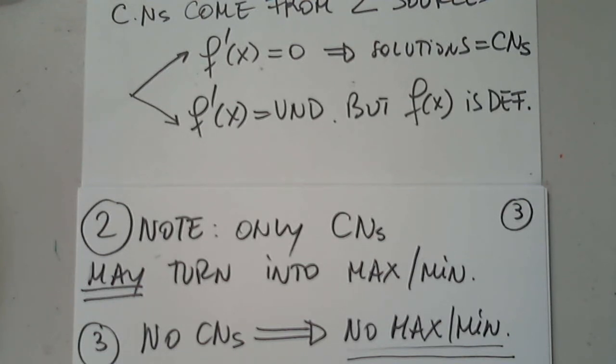This point, what is the problem with this point that we learned in chapter 3? What is the problem with this point? What do we know about the function at this point? It's not differentiable. The function is not differentiable here.